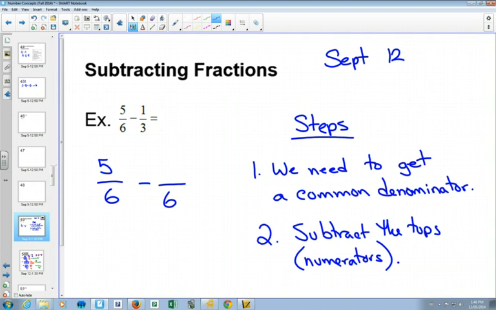In order to get the other one to be a 6, what do I have to multiply by? 2. Well, if I multiply the pieces that I have by 2, that's like breaking that piece in half, I'll now have 2 sixths.